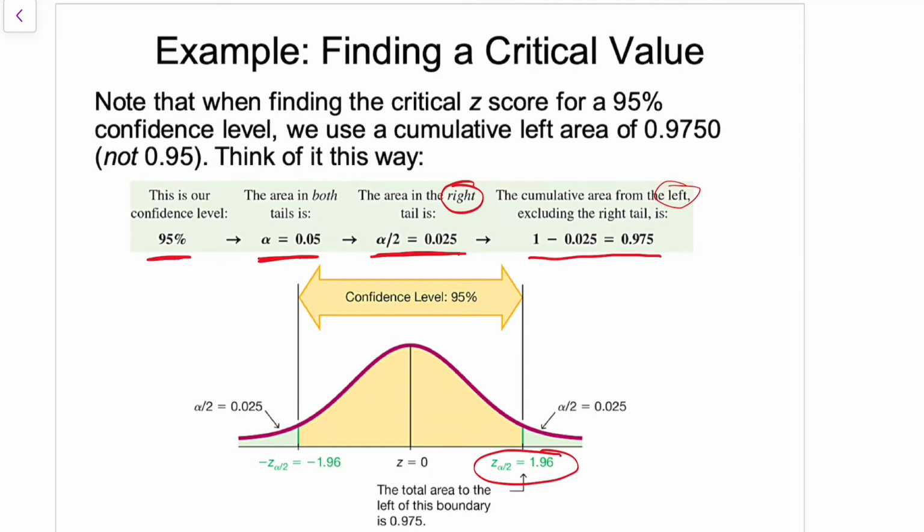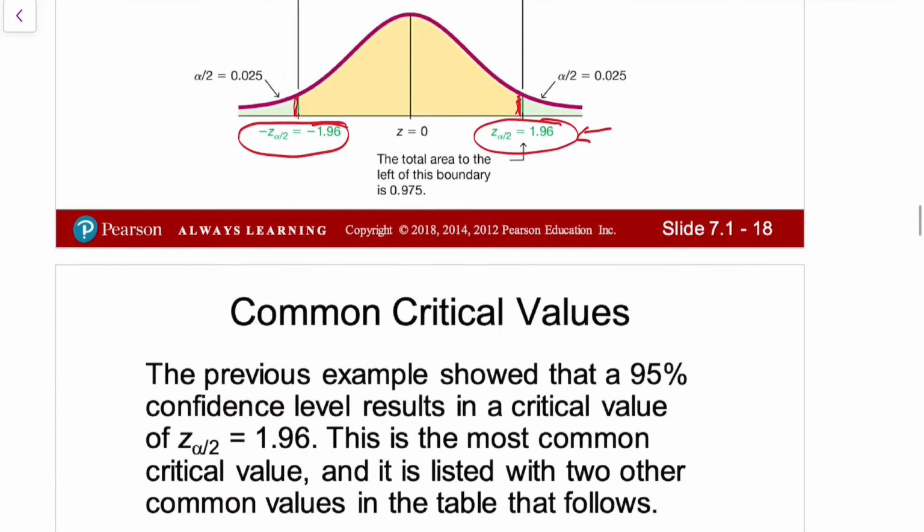Because this is symmetric, and I want to cut my value off to the left and to the right, we also have a negative z-score. That will become less important. The important thing to remember is that is how we find our critical value.